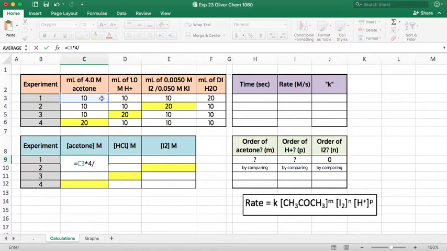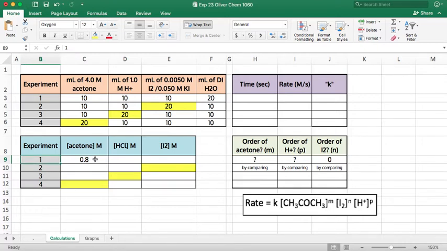V2 is the total volume of the solution, which was the 50 milliliters that we get when we add 10 plus 10 plus 10 plus 20. Enter. This is my concentration of the acetone in experiment 1. Now, I can do that for all the cells, or I can kind of cheat a little bit, grab the corner and drag it down so I don't have to calculate it every time.